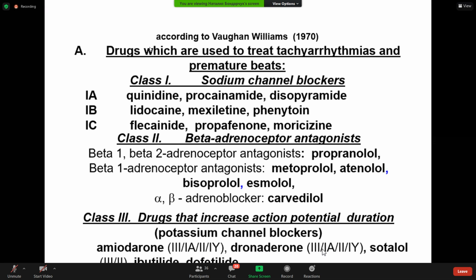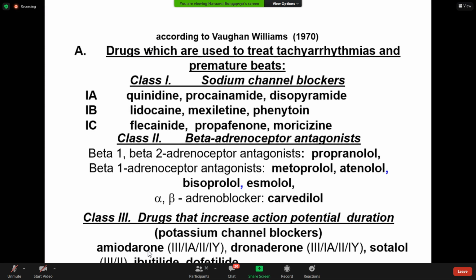Dronedarone also belongs to the third, 1A, and fourth types of antiarrhythmic drugs. So in the third class, dronedarone inhibits potassium channels. In the first class, it inhibits sodium channels. Second, it means that it inhibits beta adrenoceptors, the same as amiodarone. And fourth class, it means that this drug inhibits calcium channels. So very effective antiarrhythmic drugs.